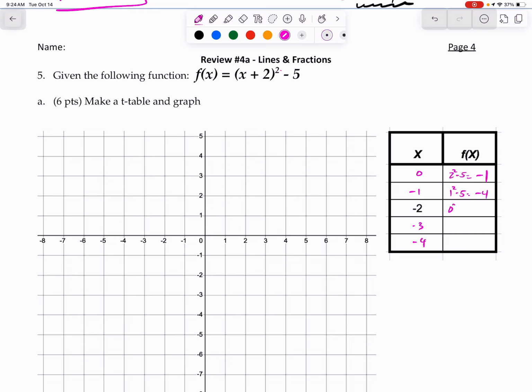So we got 0 squared minus 5, negative 5. And here, negative 1 squared minus 5 is also going to be negative 4. Negative 2 is what we get when we add negative 4 plus 2. Minus 5 is going to be negative 1. So what we end up with is negative 2, negative 5 is here.